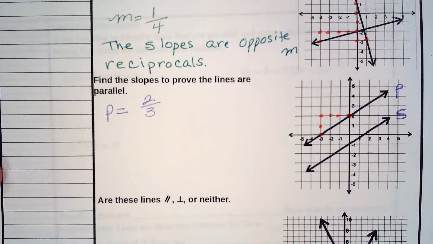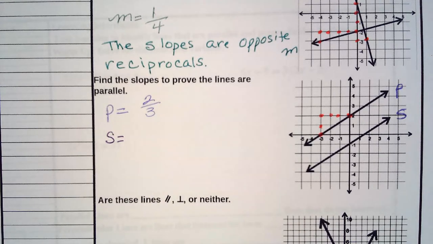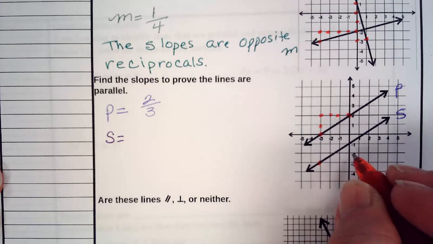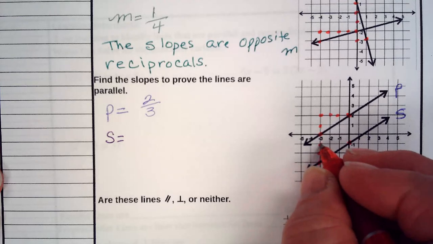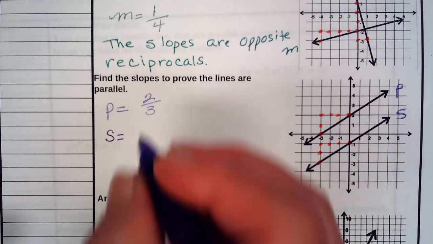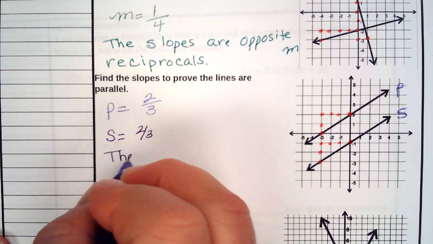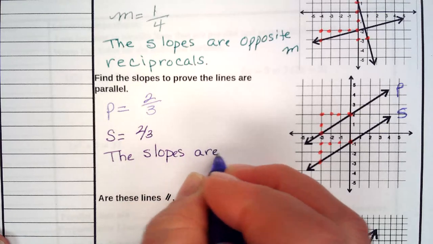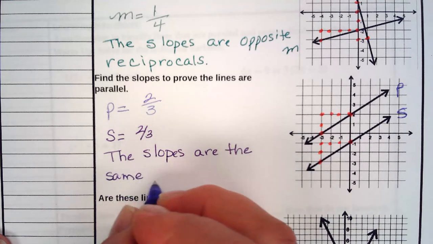What about for S? Once again, I've got to find where that intersects. Here's one spot. Here's another spot. I go up 1, 2. I go right 1, 2, 3. So that is also 2 over 3. The slopes are the same. If they're the same, that means you've got parallel lines.